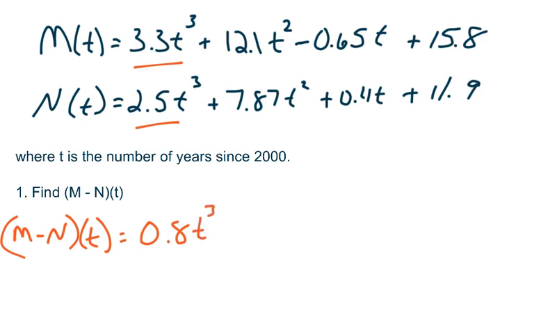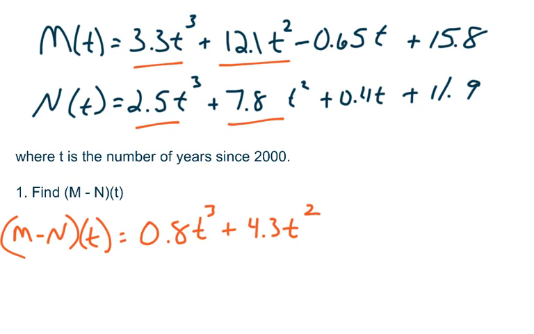Okay, then do the t squared. It's 12.1 minus 7.87. Sorry, that's not 7.87. I apologize. That was just 7.7. Let me erase that. 7.8. I don't know why I have 2 decimal places. That's the only one there. Okay, so 12.1 minus 7.8 gives me positive 4.3 t squared.